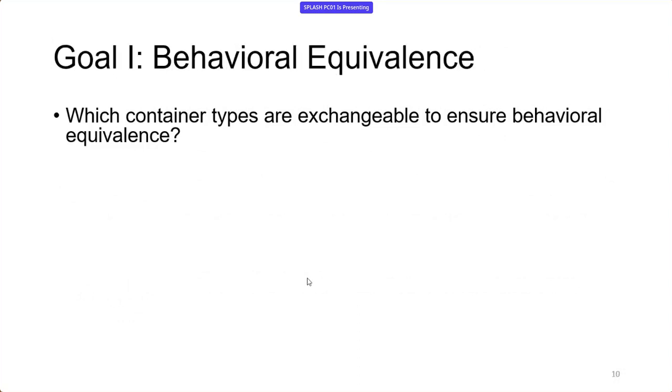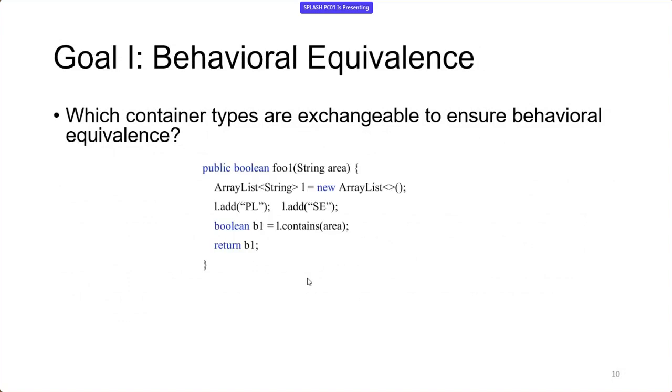For the first goal, let's see a simple example. In this program, we first insert two elements into this array list object, and then we check whether this parameter has been inserted into this array list object before. So the value ownership, that is, whether this value is in this list, determines the return value of this function.